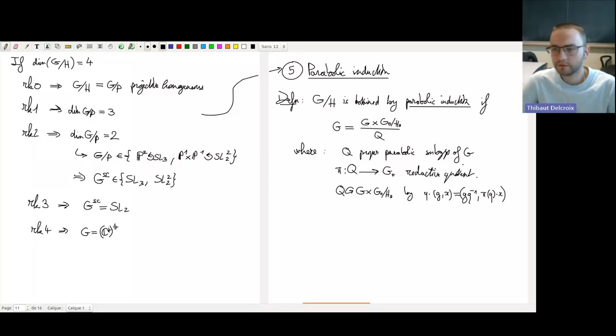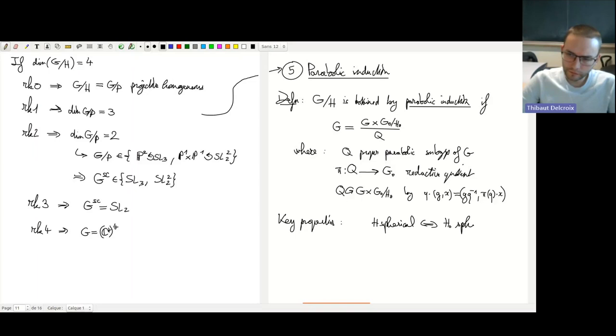So that's a construction of a new homogeneous space from another one. And one key property is that this is spherical if and only if the H0 is spherical. I should write the homogeneous space, but I guess that's clear.